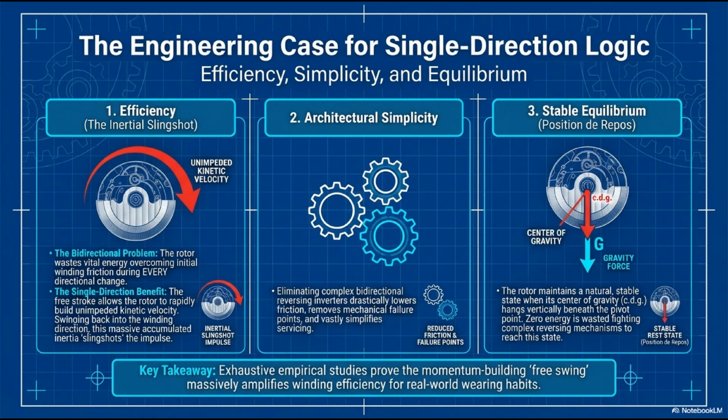Point 3. Stable equilibrium, or position de repose. As you can see in the diagram, a free-swinging rotor naturally and quickly finds a stable, vertical rest state aligned with gravity. Zero energy is wasted fighting complex, dragging reversing mechanisms just to reach this natural state. Exhaustive empirical studies prove that this momentum-building free swing massively amplifies winding efficiency for real-world, erratic wearing habits.